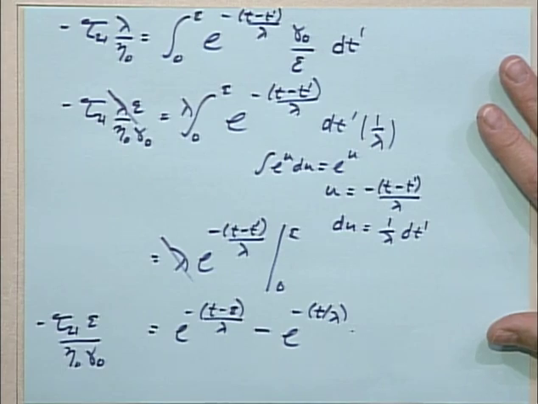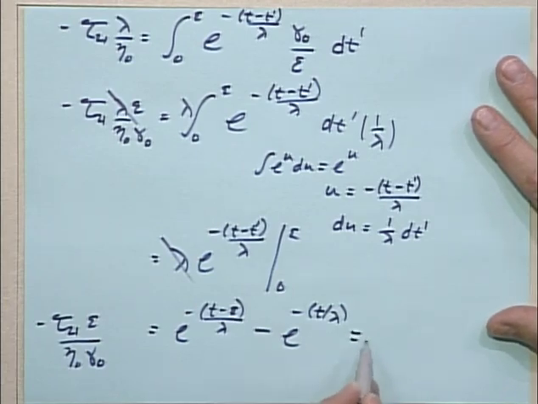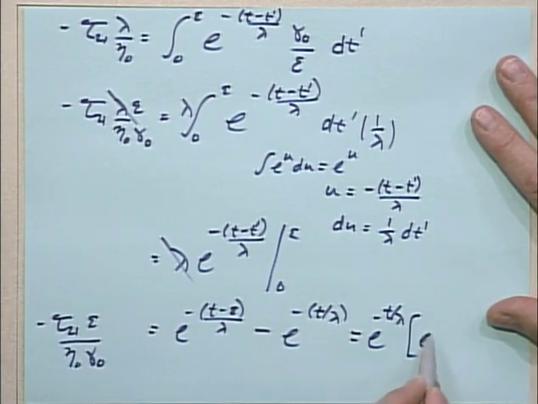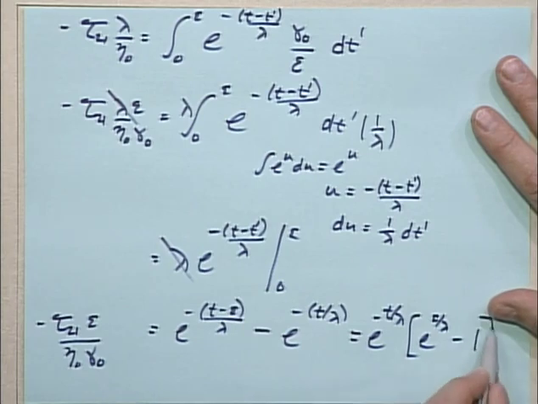Any problems? You can factor out e to the minus t over lambda. Yep. So I could write this as e to the minus t over lambda times (e to the epsilon over lambda minus 1).